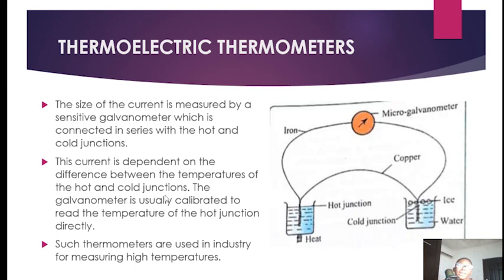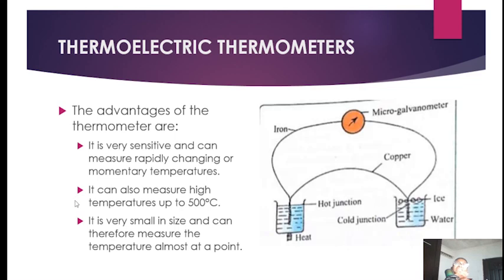That's the thermoelectric thermometer. The advantages of this thermometer are that it is very sensitive and can measure rapidly changing or momentary temperatures. It can also measure high temperatures up to 500 degrees Celsius. It is very small in size and can therefore measure the temperature almost at any point.